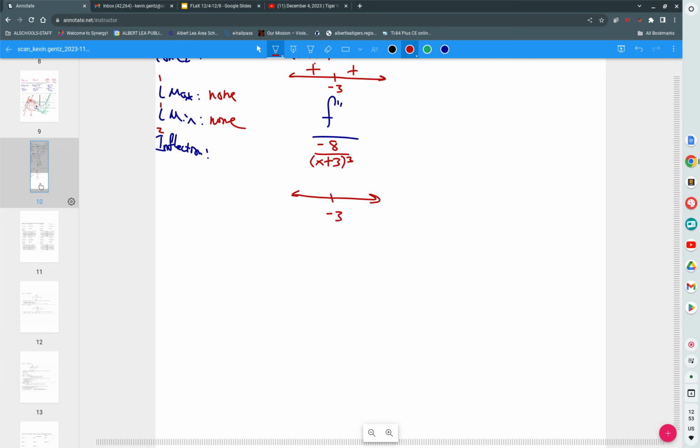I'm going to plug in what Addie said, which was negative 4. Negative 4 plus 3 is negative 1. Negative 1 cubed is negative. And a negative divided by a negative is a positive. We move over to 0. 0 plus 3 is positive. Cubed is positive. Negative 8 divided by positive is a negative.